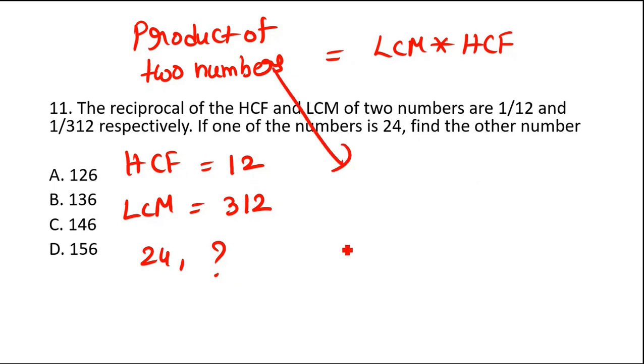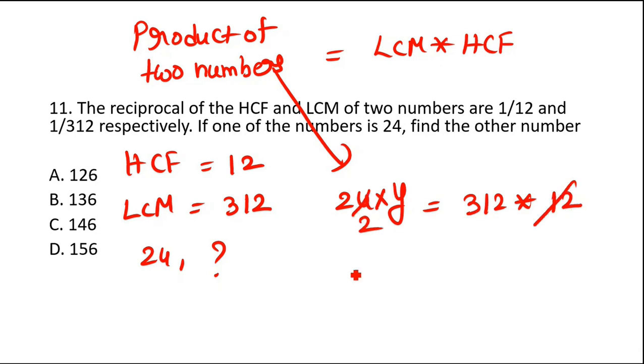So use the same formula. 24 is one number, the other number we don't know, let's say it is y. LCM is equal to 312 and HCF is equal to 12. 12 ones are 12, 12 twos are 24, so y is equal to 312 divided by 2. So y is equal to 156. Option D, 156 is the answer.